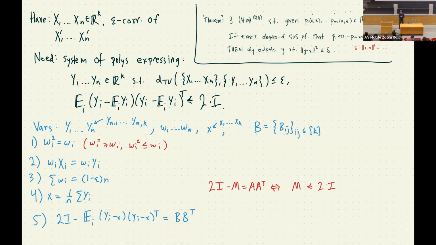So now we have a polynomial system. It is solved by a collection of vectors y1 through yn, indicators w1 through wn, another vector x, and a collection of slack variables b, only if those vectors y have the properties I want, and therefore the vector x is close to the true mean mu of the underlying distribution that these corrupted samples came from. So if I could solve this system, I would be in good shape. Unfortunately, I don't know how to solve the system, and I have to use the sum of squares toolbox instead.